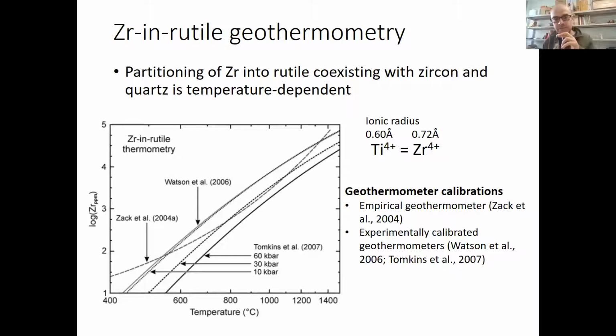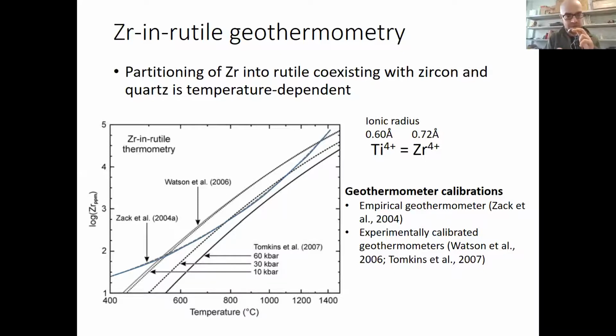And another important application of rutile is the zirconium in rutile geothermometer. So we know, and it's been known for some time, that the amount of zirconium, or let's say the partition of zirconium into rutile in the presence of zircon and quartz depends on temperature. And so you can calibrate geothermometers based on this.